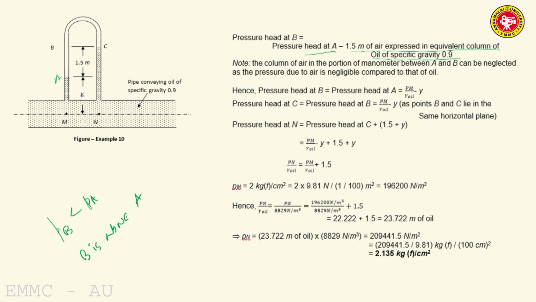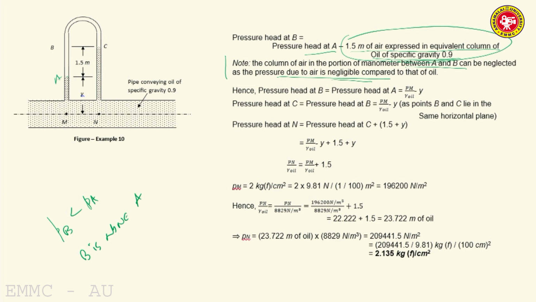Pressure head at B is equal to pressure head at A minus 1.5 meters of air column between A and B, which has to be converted into equivalent column of oil of specific gravity 0.9, because we are expressing all pressure in terms of equivalent columns of oil of specific gravity 0.9, which is flowing through the pipeline. Now, the column of air can be neglected because air has a negligible specific weight, and therefore the pressure due to the air column between A and B is negligible. So, this can be ignored. So, pressure head at B becomes pressure head at A, which is nothing but Pm by gamma oil minus Y.